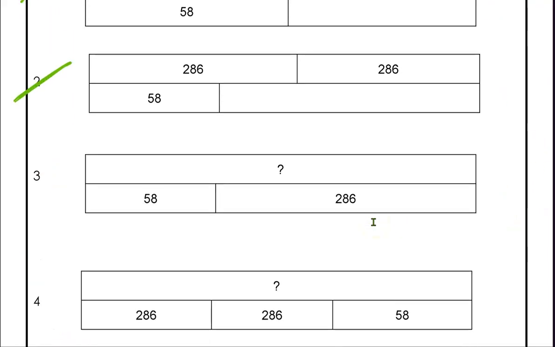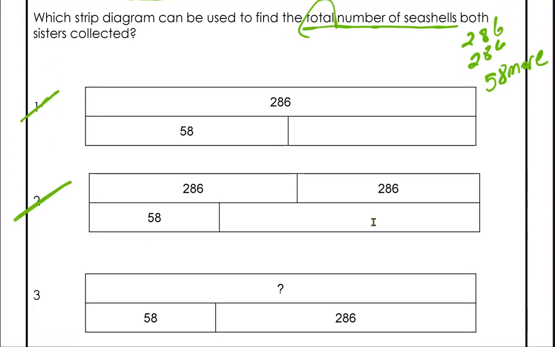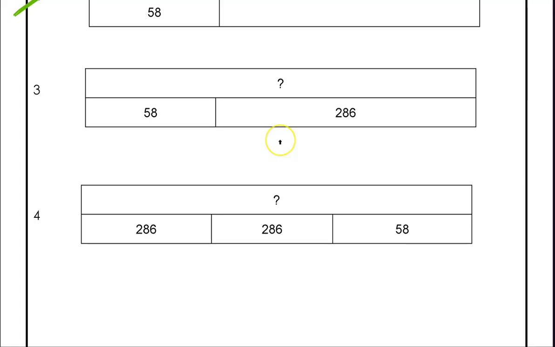Okay, that can be very tricky. So we need 286, and then we need 58. So let's take a look. Number 3, it has 58 and 286. So we're missing 286, so it's out. 4, we have the 286 and the 58, so that is our answer.